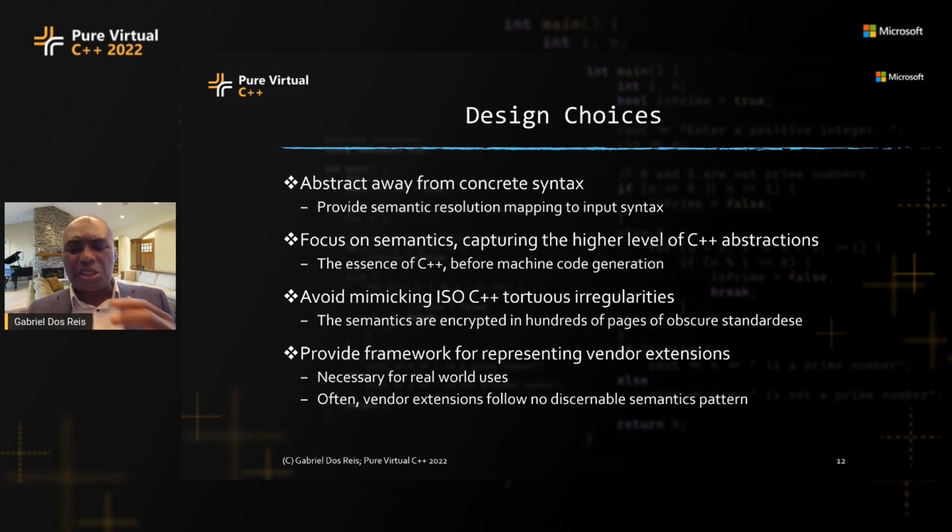The ISO standard has drawn a lot of barnacles, right? And there's a bunch of irregularities. You do not want a representation that faithfully mimics those structural irregularities. You want something general in which you can express restrictions that reflect those irregularities, but you don't want a representation that itself is so ugly, so tortuous. And then in that framework, you need a way to represent vendor extensions, because, let's face it, in real-world code, you always have extensions, and that's the way things are.